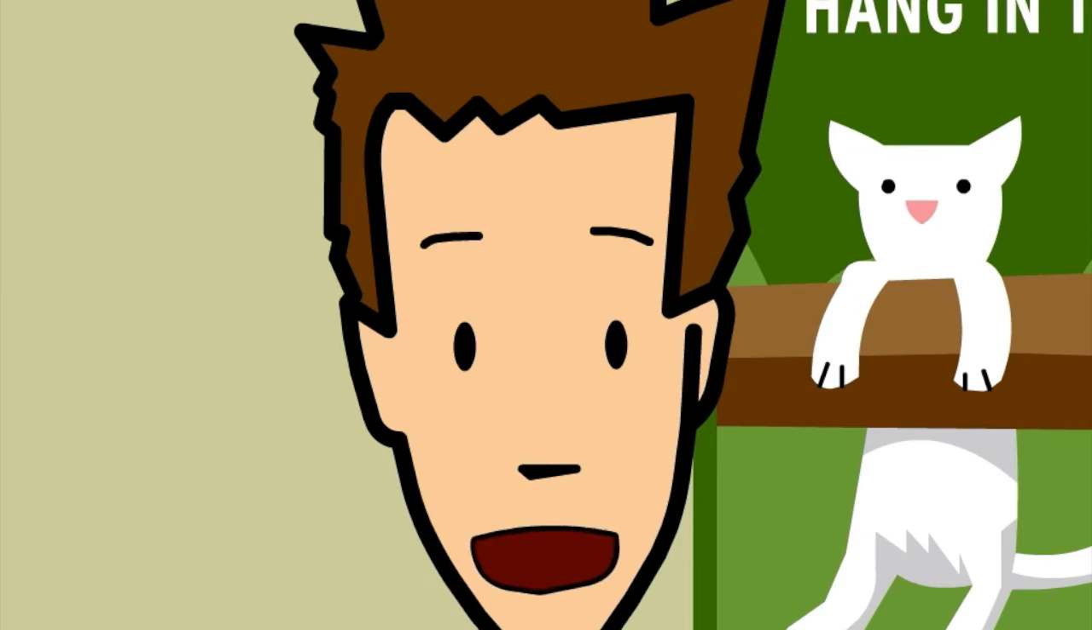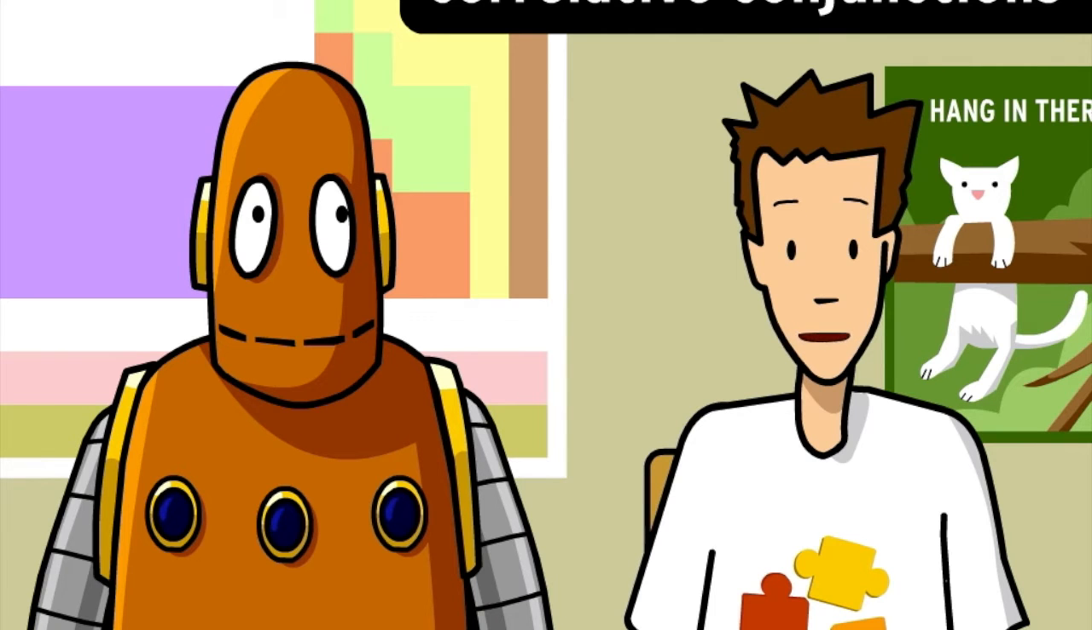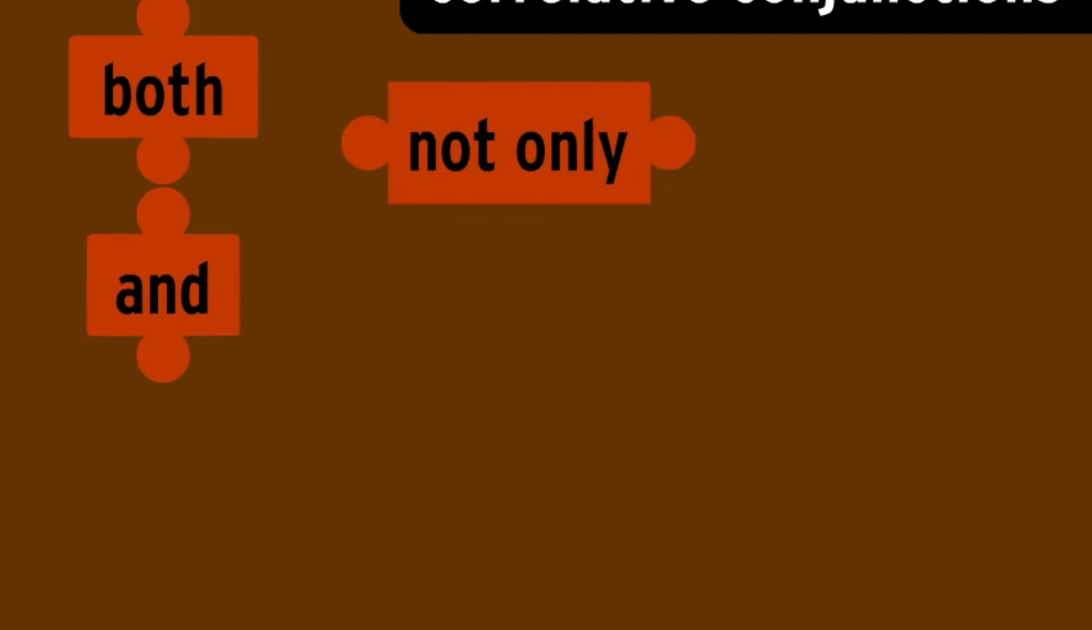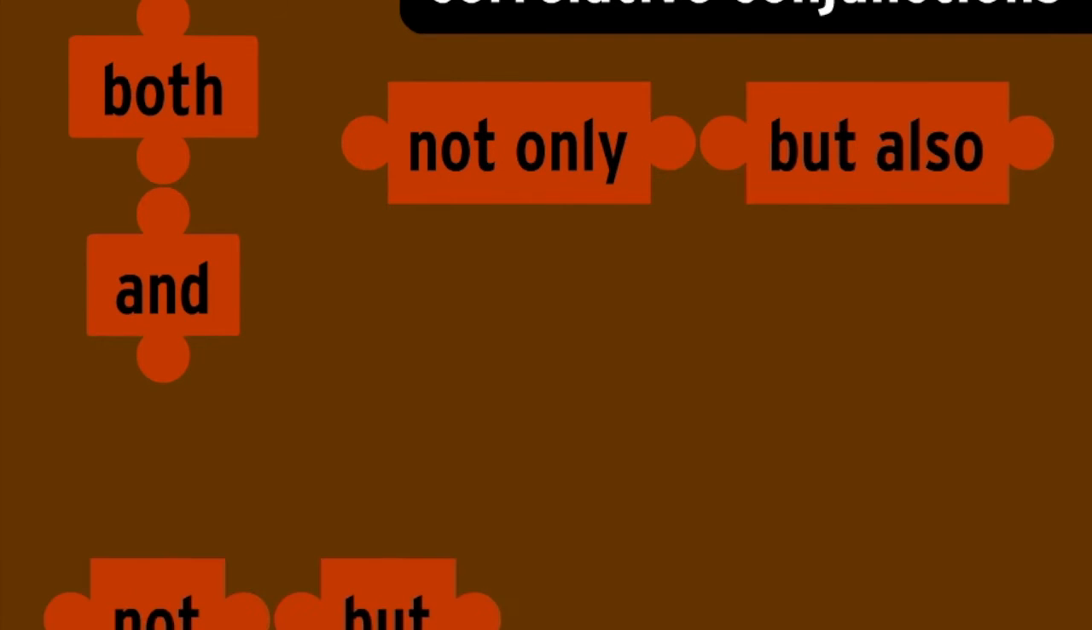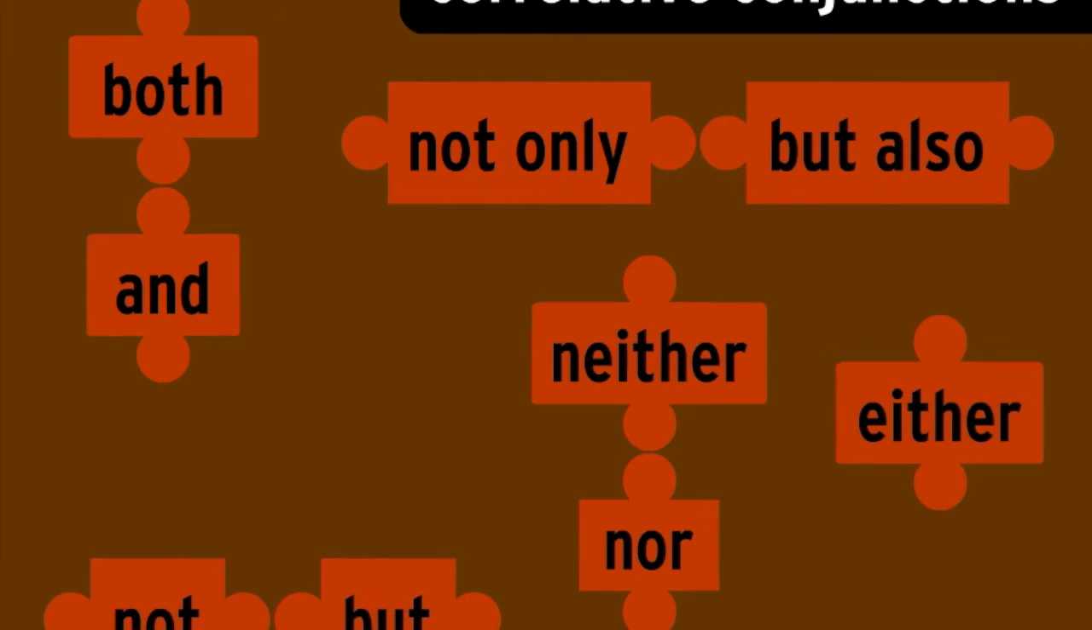Some conjunctions are made up of more than one word. Correlative conjunctions travel in pairs, joining up sentences or elements of a sentence that are grammatically equal to each other. Some common correlative conjunctions are both, and; not only, but also; not, but; neither, nor; and either, or.